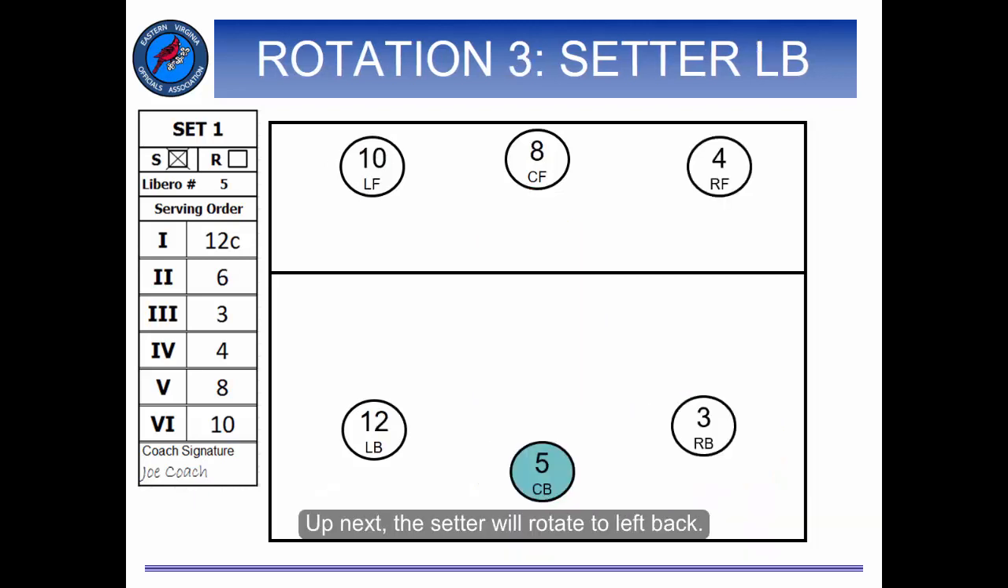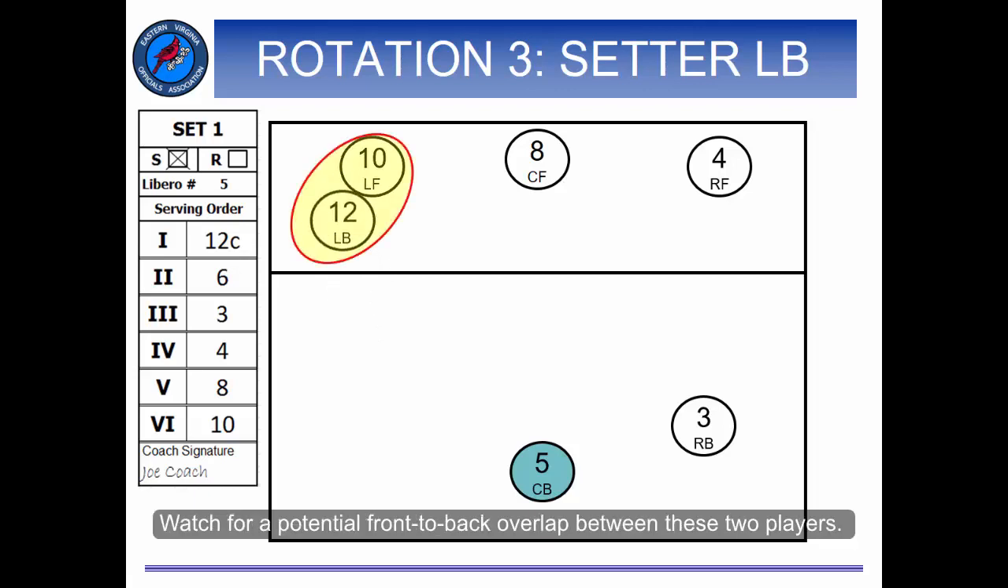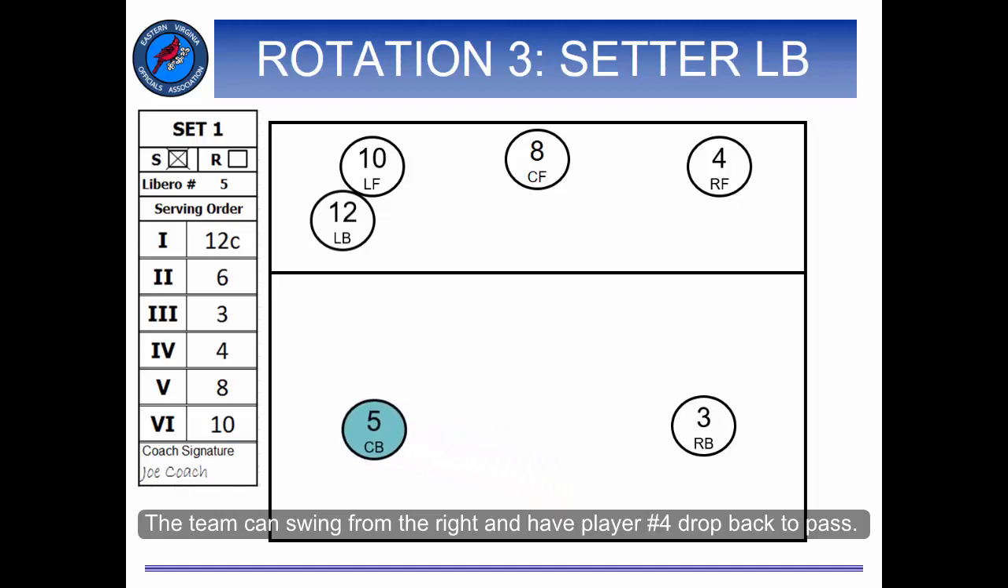Up next, the setter will rotate to left back. Once again, to get the setter out of the way of the passers, she may move up to the net, pulling up player number 10. Watch for a potential front-to-back overlap between these two players. The team can swing from the right and have player number 4 drop back to pass.